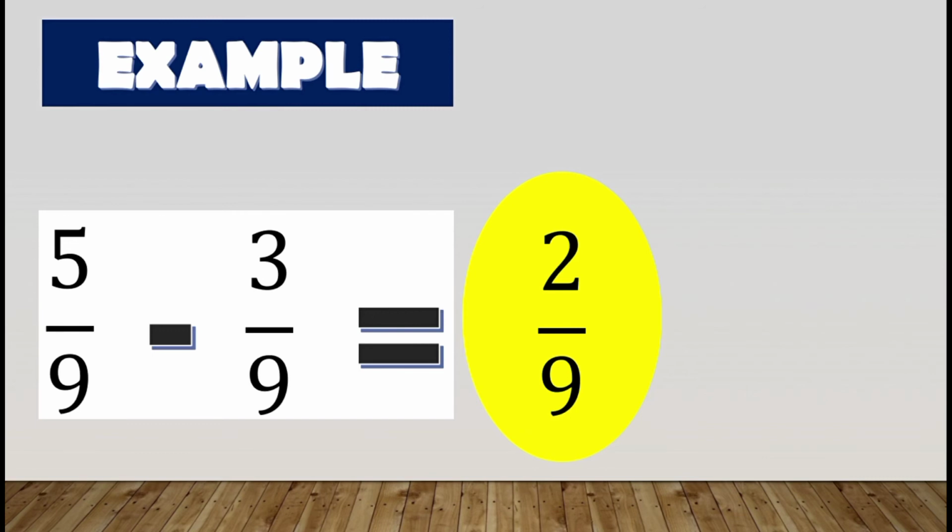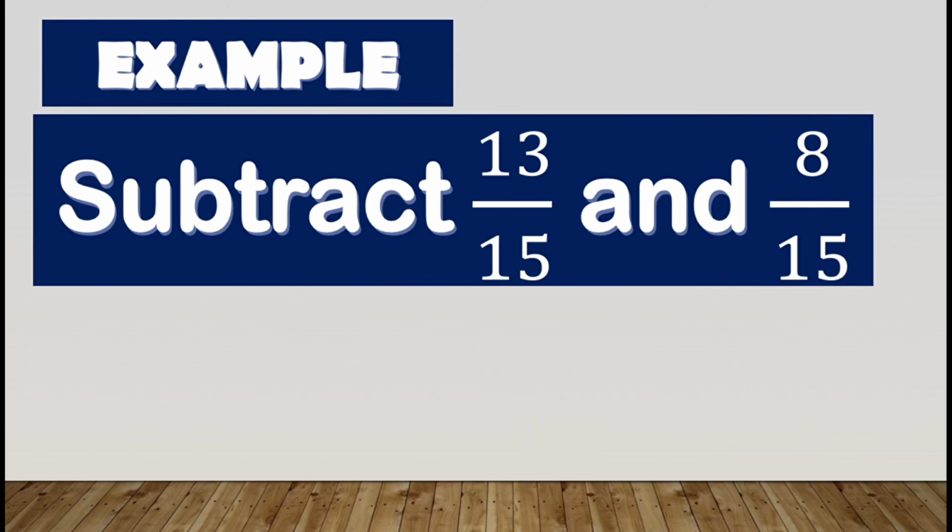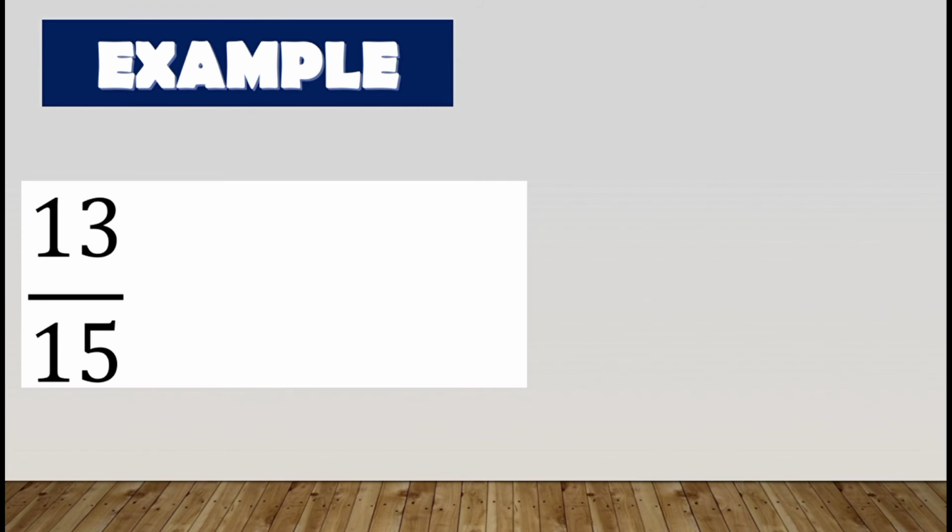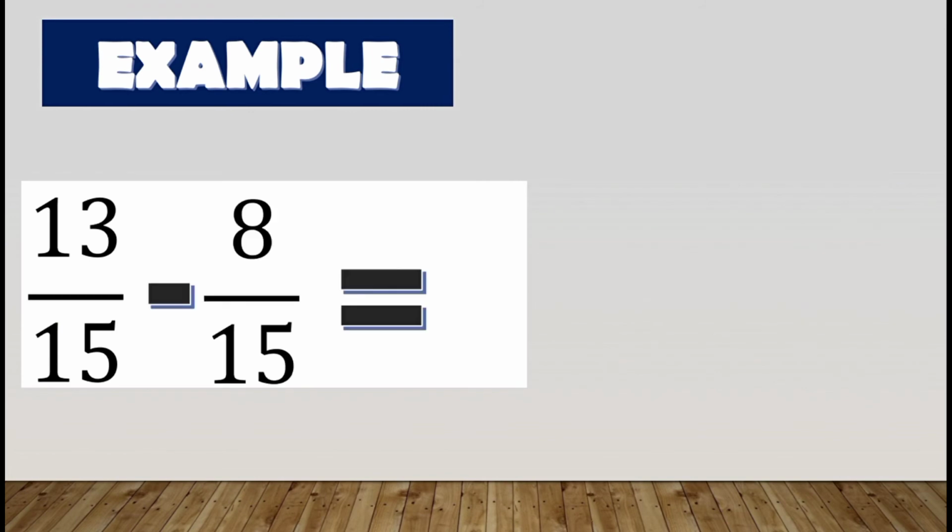Let's have 13/15 minus 8/15. 13/15 minus 8/15 is equal to 5/15, which is not yet written in lowest term.